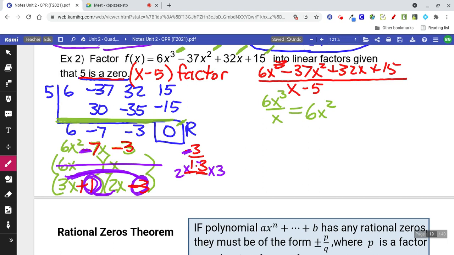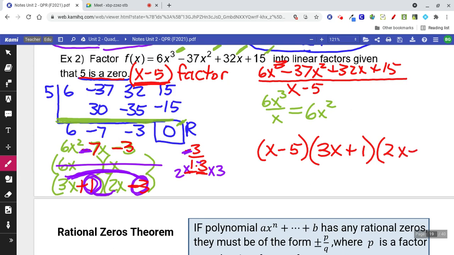Okay? That is factored. Now don't forget, we started with this first factor. They gave me this one, x minus 5. But then I figured out the other two factors, 3x plus 1 and 2x minus 3.